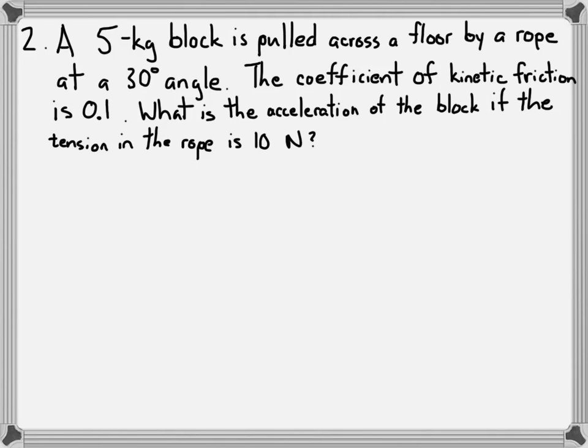So in this second example we have a 5 kilogram block that is pulled across the floor by a rope at a 30-degree angle. The coefficient of kinetic friction is 0.1. What is the acceleration of the block if the tension in the rope is 10 newtons?